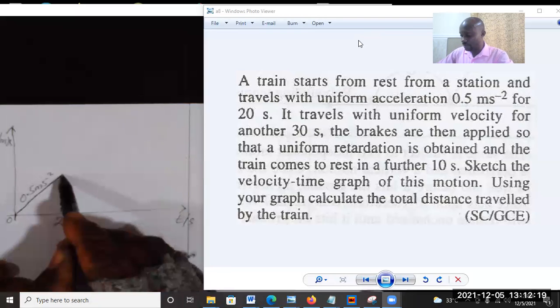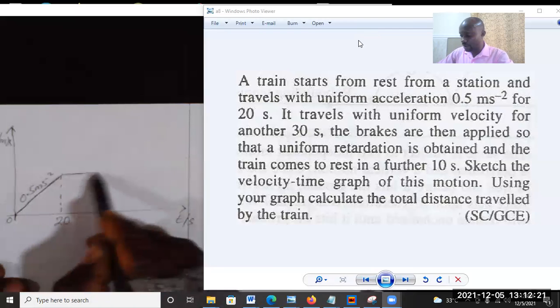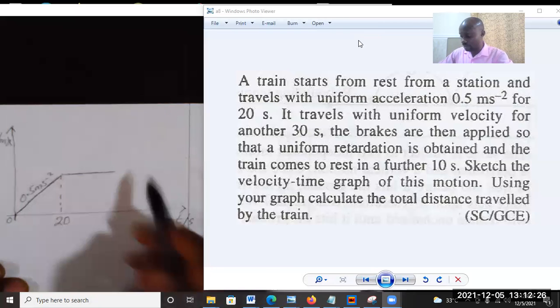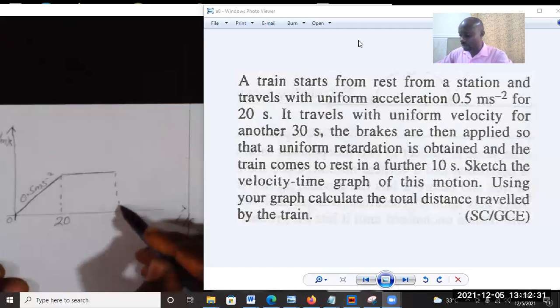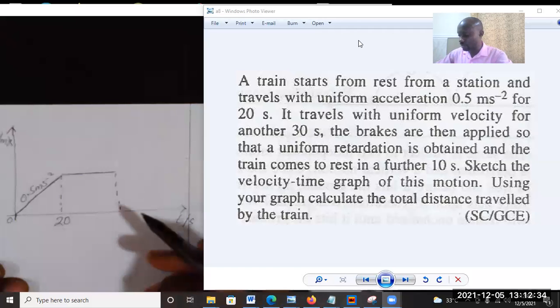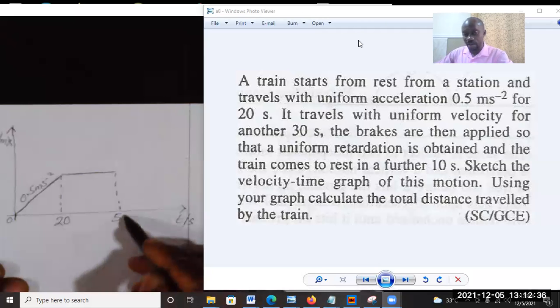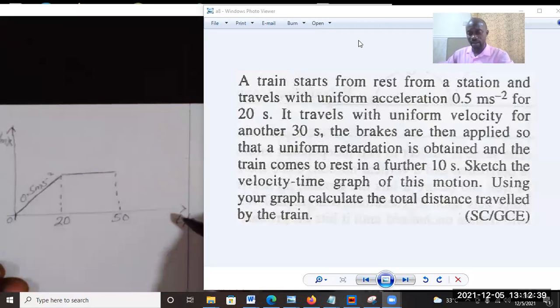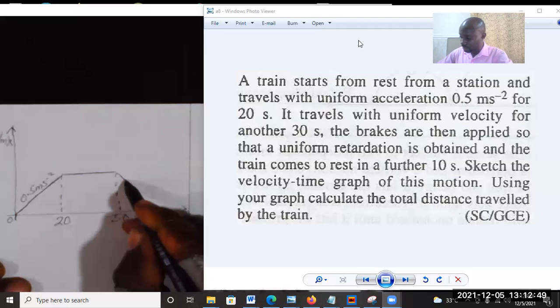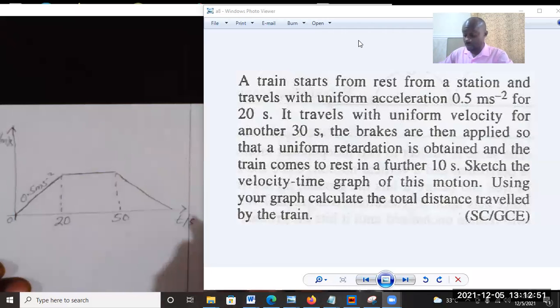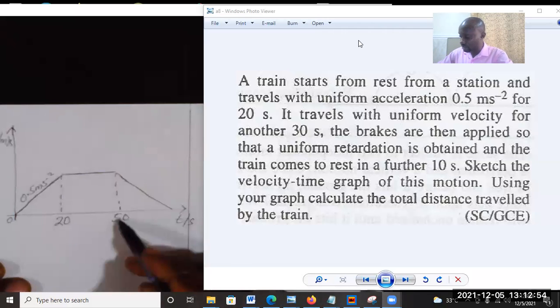Maintain uniform velocity. The horizontal line in a velocity time graph represents constant or uniform speed or velocity, further for 30 seconds. 30 plus 20 will give you 50. Then the brakes are applied so that the uniform retardation is obtained and the train comes to rest in a further 10 seconds. Now we have this negative slope representing retardation. For that 10 seconds, 10 plus 50 will give you 60.